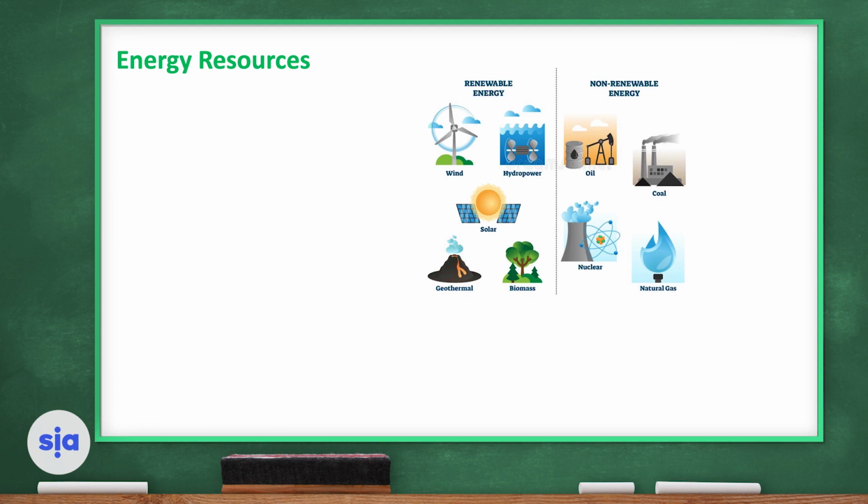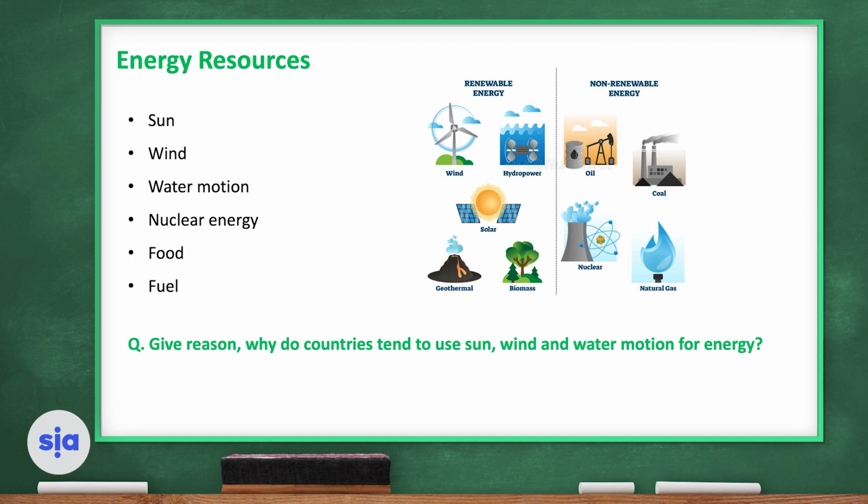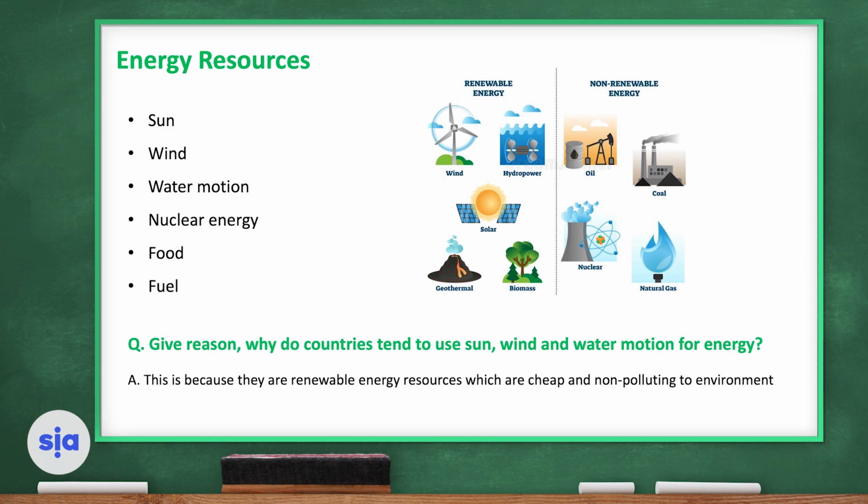What are these? These are energy resources. Some of them are renewable and some of them are non-renewable. For example, sun, wind, water motion, nuclear energy, food, and fuel. Now give a reason why countries tend to use sun, wind, and water motion for energy? Because they are renewable energy, which are cheap and non-polluting to the environment.